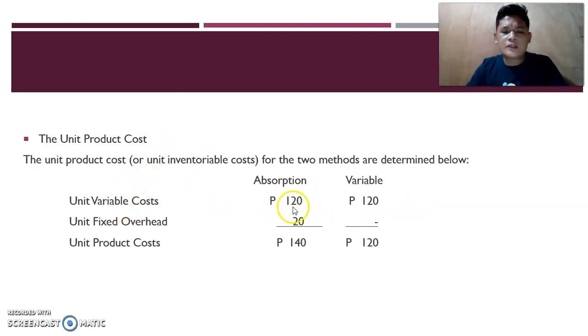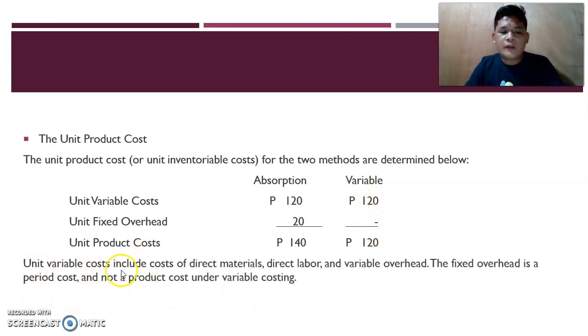Unit variable cost is kasali na dito yung mga direct labor, direct materials, and variable overhead. Naintindihan? So, si unit fixed overhead, under absorption, di ba? Inventoriable siya. While under variable costing, si unit fixed overhead, expense siya. So, it is not inventoriable. So, unit product cost mo is 140 under absorption and 120 under variable costing.